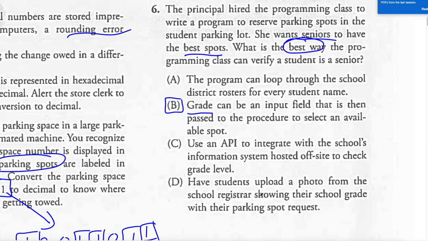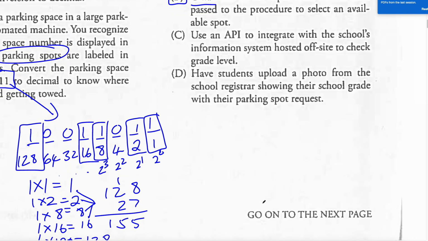And so within the notes for the answers, it says using a parameter with the procedure to integrate the grade is the best solution. Due to security and privacy risks, students should not integrate with the school system database. So adding a step to upload a photo is inefficient, as is a loop to go through the district rosters each time. So that kind of makes sense, right? So going through the whole district's rosters of every student every time somebody's trying to be assigned a parking spot, that seems quite inefficient.